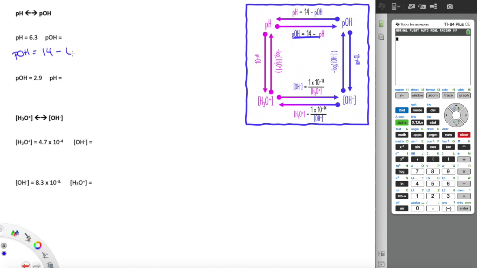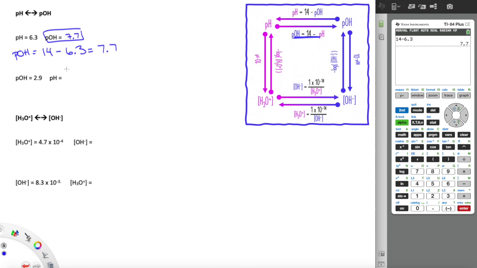And in this case, our pH, remember, is 6.3. And so in my calculator, I'm going to do 14 minus 6.3. And that tells me that my pOH is going to be 7.7. Since I'm subtracting here, the way I determine sig figs is the number that has the fewest decimal spaces. Since 14 is an exact number in this case, we're just going to use this to determine sig figs. And so my answer is going to be 7.7 for my pOH.